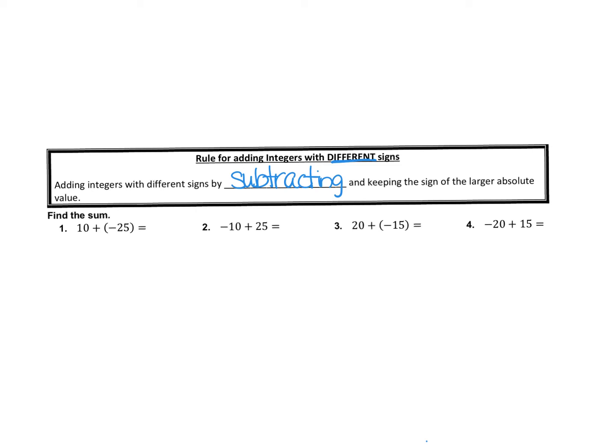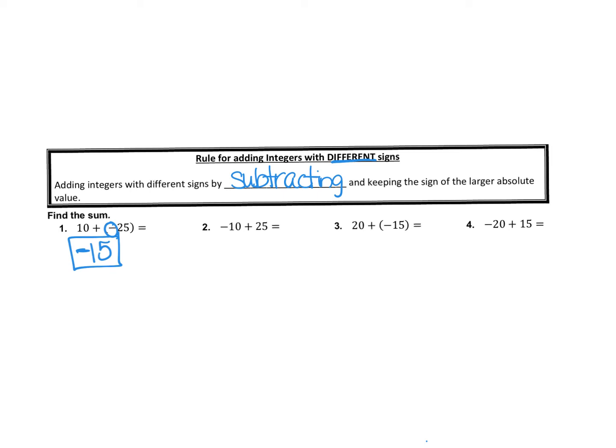So let's find the sum. I have 10 plus negative 25. All right, so I have 10 positives and 25 negatives. And so it says we're going to subtract. So let's just subtract. Let's ignore the positive and negatives. We're just going to take, what is 25 minus 10? Well, that's going to be 15. All right, so now I like to ask myself, is this more negative or more positive? And notice, because this negative 25, it was more negative. So I'm going to be left with a negative 15 here.